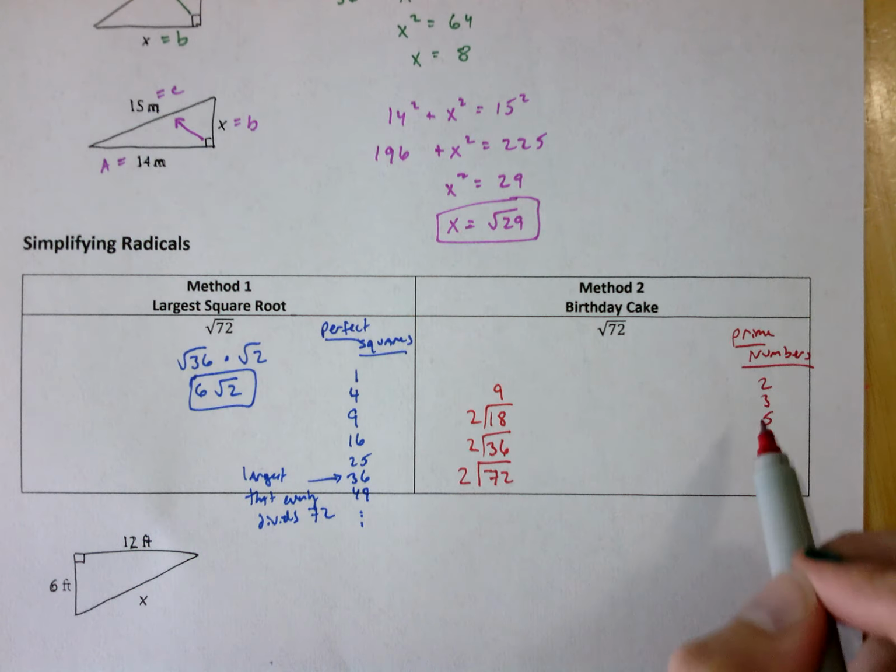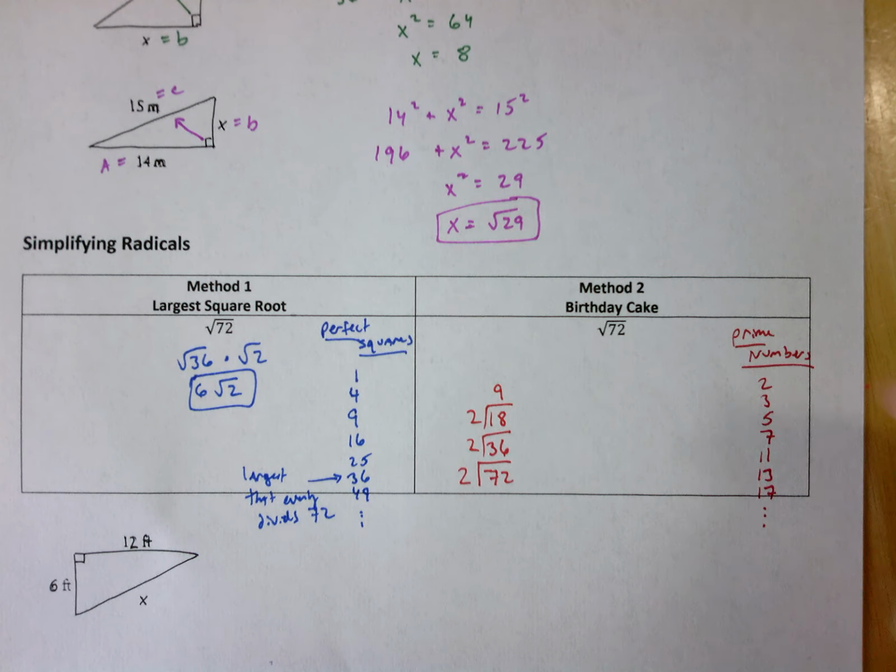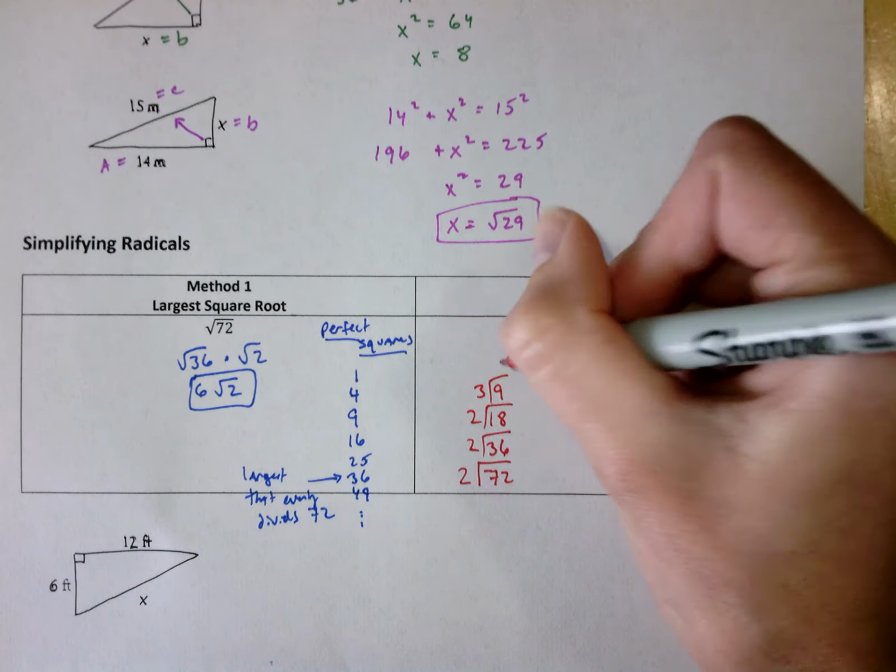Okay, now I need a prime number that goes into 9. 2 doesn't work anymore, but 3 will. So I can divide this by 3. 9 divided by 3 is 3.